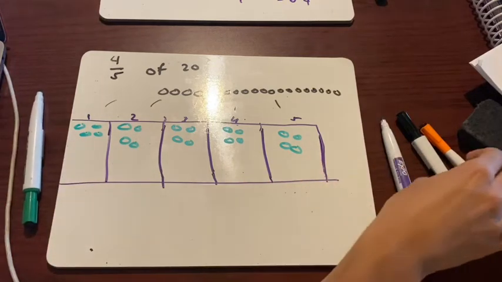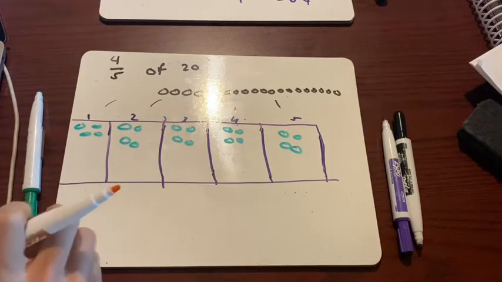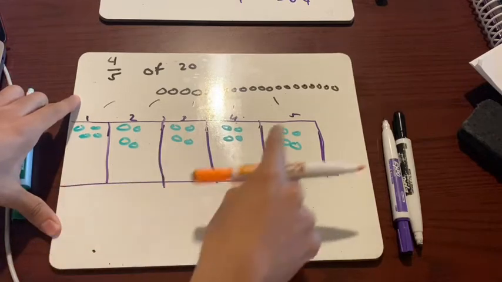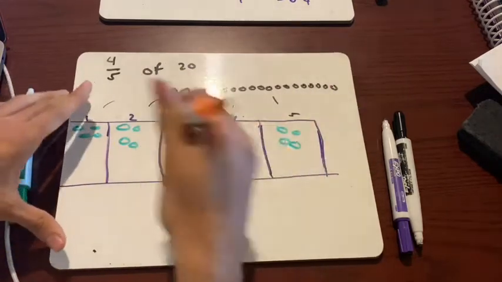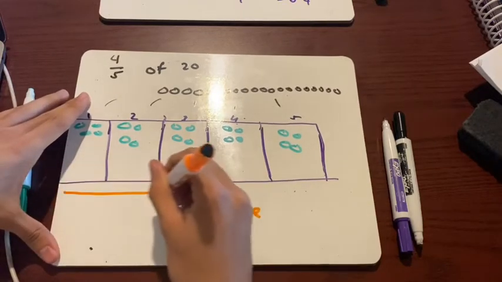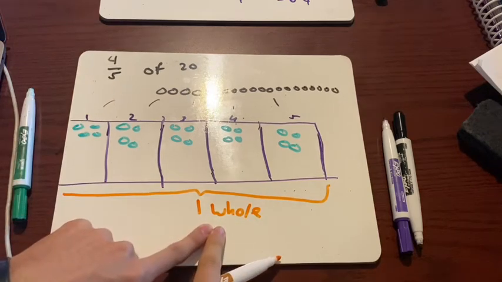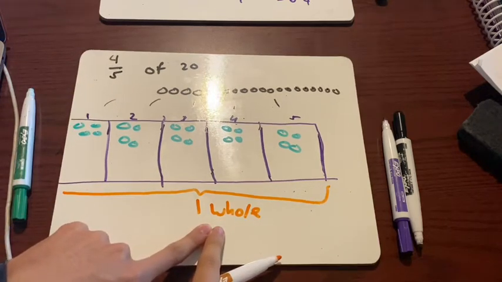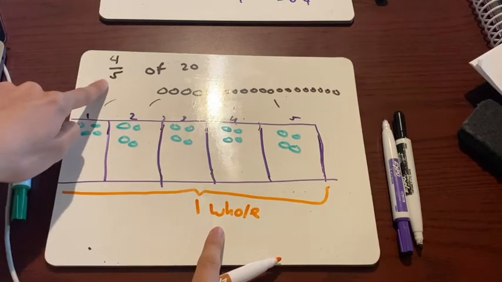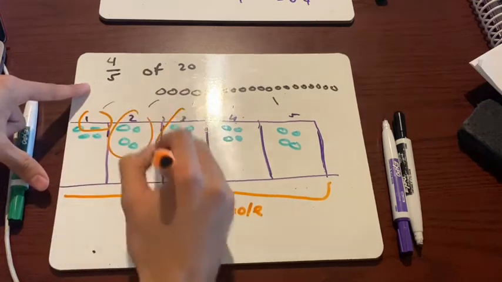Now, your friend took 4/5 of it. Now if this whole piece is 20 of it, and all of this is one whole, did your friend take one whole? No, how much did they take? What's the fraction? What are the pieces that they took? Exactly, 4/5. So they took this many, this many, this many, and this many.